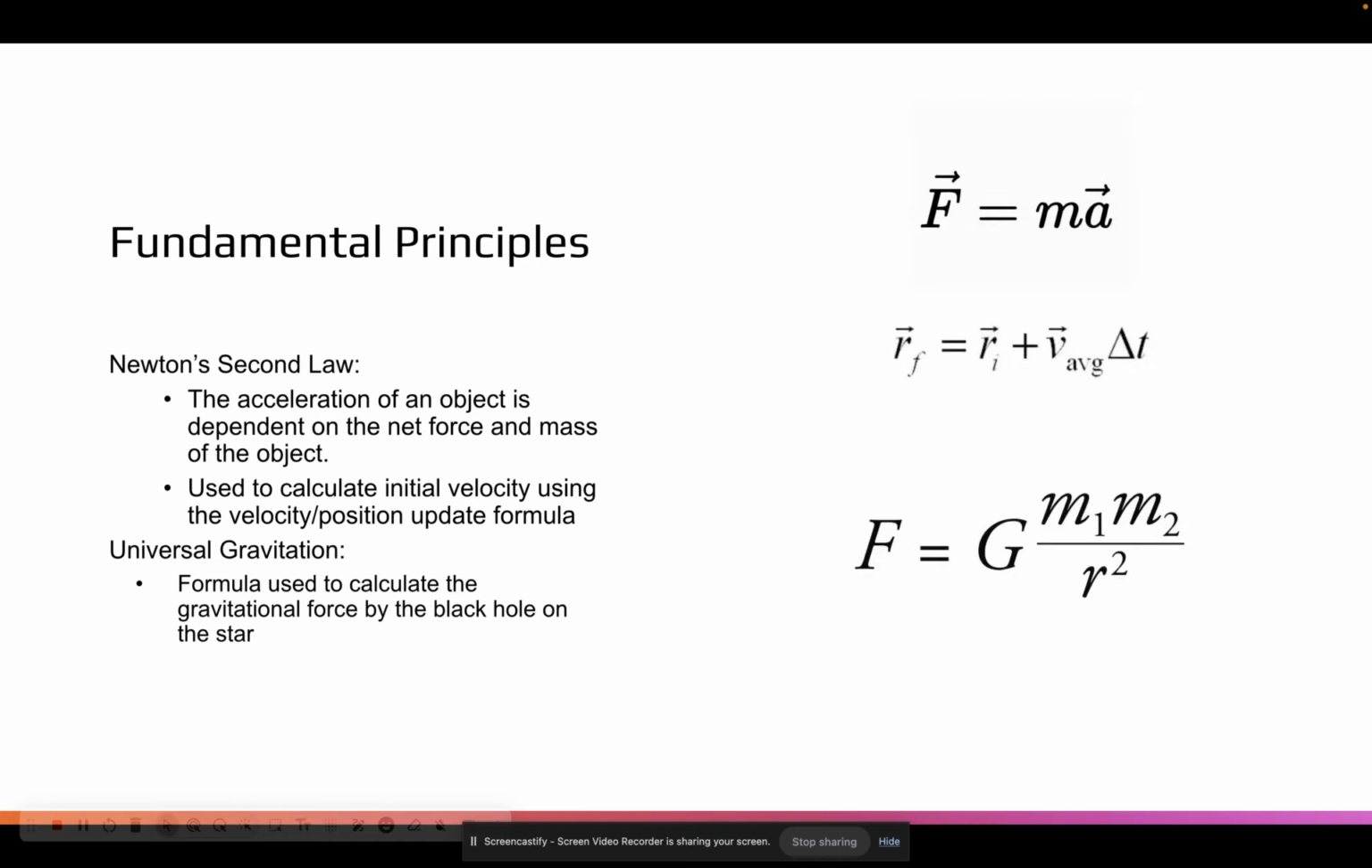So what are the fundamental principles? First, we have Newton's second law, which is that acceleration of an object is dependent on the net force and the mass of the object. Newton's second law is used to calculate the initial velocity using the velocity/position update formula. And then universal gravitation makes up our force. This is the formula used off to the side: F equals G times m1 times m2 divided by r squared.